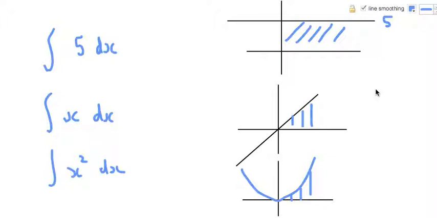Yeah, so what I got you to do initially was to figure out what different areas you get. So I've got on the right hand side all the areas that you get, and on the left hand side all the integrations. So when you integrate 5 dx, what do you get? Just pause the video and write down what you think it is.